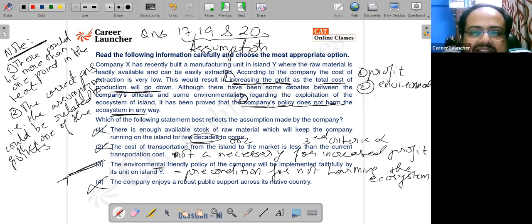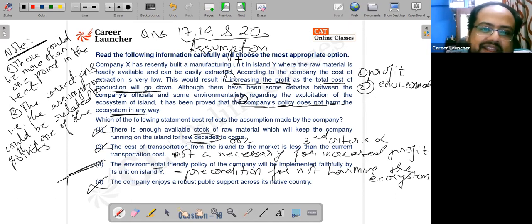Question 21 onwards, we will discuss in the next class. Question 21 onwards is a new topic that we haven't discussed yet. As I said, there's one more class on critical reasoning. But please try these 3 questions, 17, 19, and 20. And these are assumption-based questions.